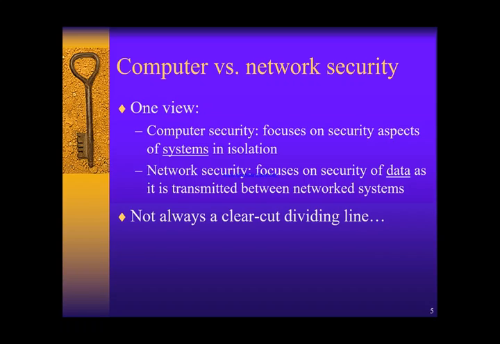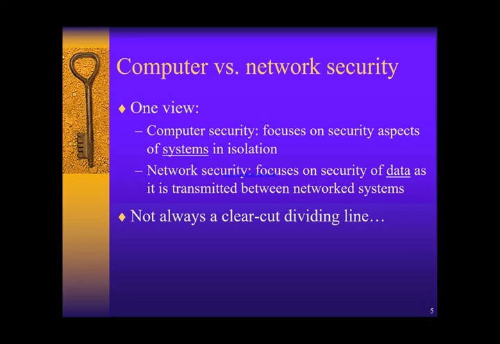So at that particular stage, the security is in isolation stage, where some particular type of applications are running in the background without your knowledge, right? Because at the time of isolation stage, computer security focuses on security aspects of a system in isolation, and network security focuses on security of data as it is transmitted between networked systems.